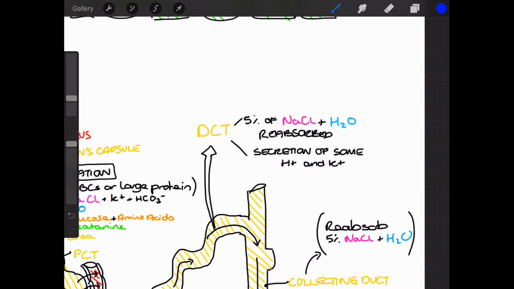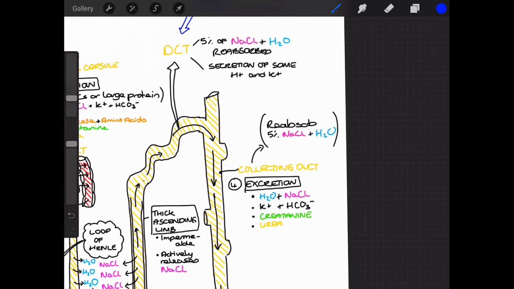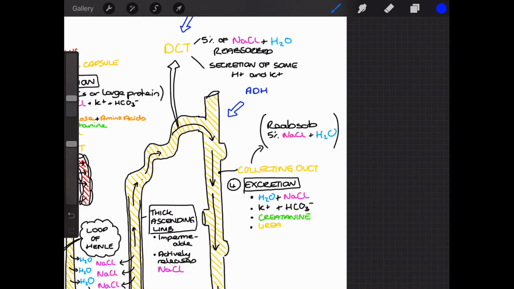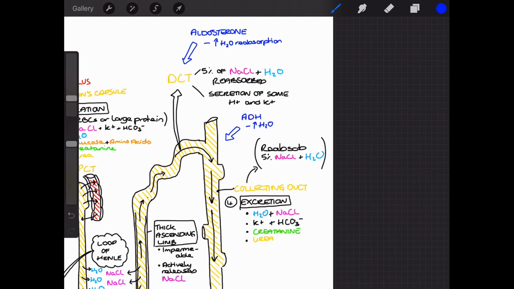There are a couple of things which can affect all of this. One of them is aldosterone, which functions at the distal convoluted tubule to increase water reabsorption. A similar function is had by antidiuretic hormone, which acts on the collecting duct to increase water reabsorption.